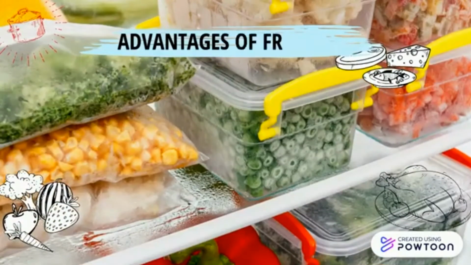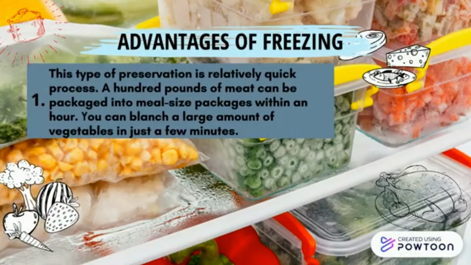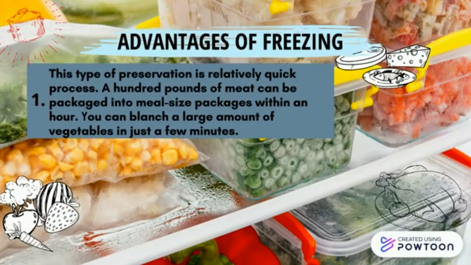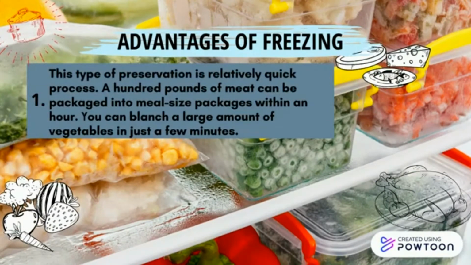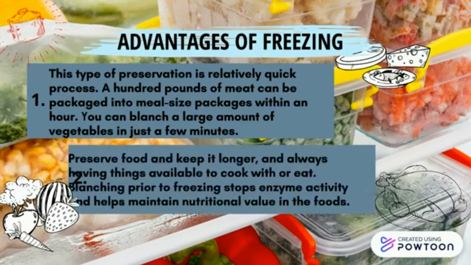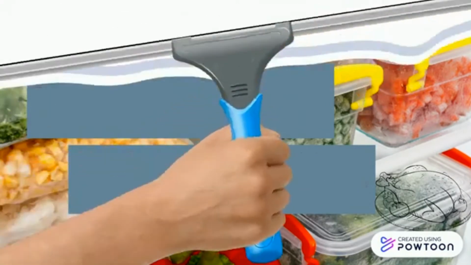Advantages of freezing: first, this type of preservation is a relatively quick process. 100 pounds of meat can be packaged into meal-sized packages within an hour. You can blanch a large amount of vegetables in just a few minutes. Second, it preserves food and keeps it longer, so you always have things available to cook with or eat. Blanching prior to freezing stops enzyme activity and helps maintain nutritional value in the food.